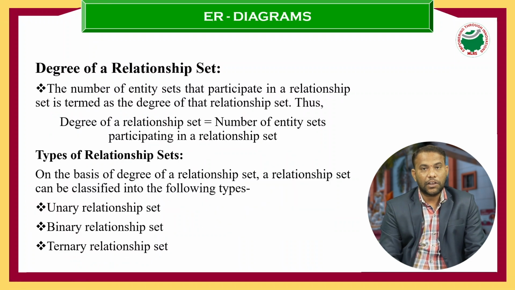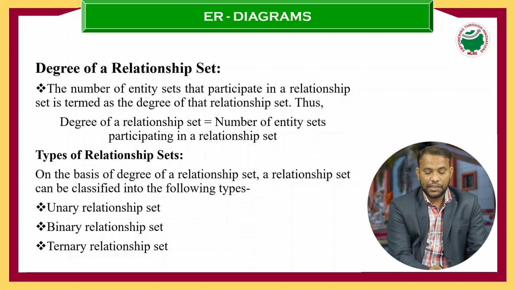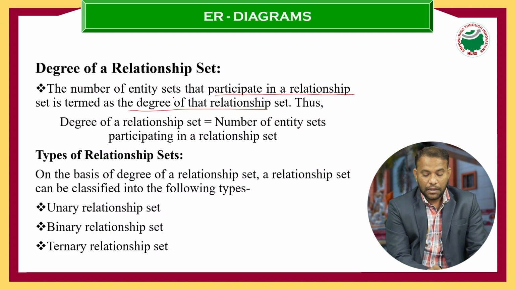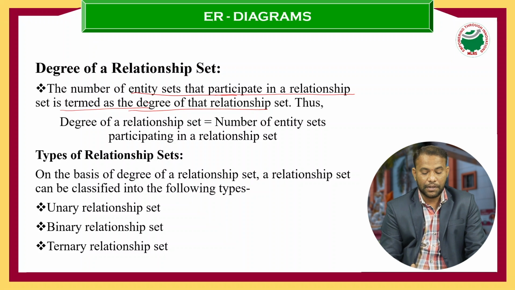Next, degree of relationship set. The number of entity sets that participate in a relation set is termed the degree of relationship set. So what they are saying is that the entity sets participating in a relationship set is termed the degree of relationship set. For example, degree of relationship set is equal to the number of entity sets participating in the relationship set.